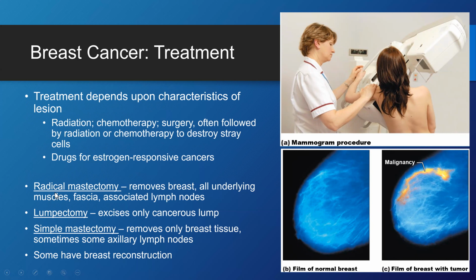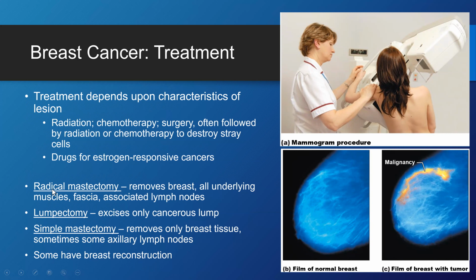So when we're talking about surgery, it can be radical mastectomy, which removes the breast, all underlying muscles, fascia, and associated lymph nodes. Lumpectomy, where we remove only the cancerous lump. Simple mastectomy, when we remove only breast tissue, sometimes some axillary lymph nodes, and some have breast reconstruction.